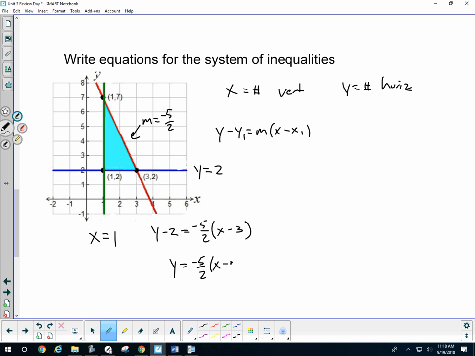Now for this third one, I'm not even going to solve for y. I'm not going to distribute. I don't want to deal with fractions. If you don't want to deal with fractions, don't. This is the equation of the line. You can either leave it like this or just add the 2 to the right side.